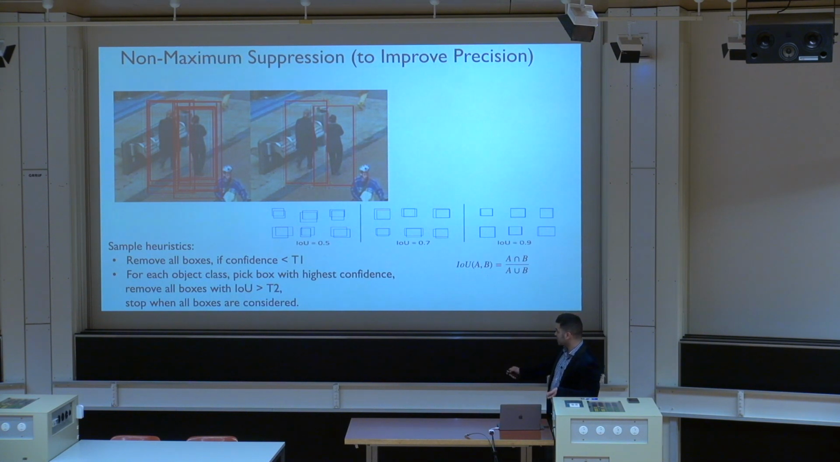So this is the process. You pick the box with the highest confidence score and remove all boxes where the intersection over union is more than a threshold. Intersection over union, if you don't know, is the intersection of two bounding boxes divided by the union, okay? It's very simple. This way, you can reduce the false positives and improve the precision, okay?